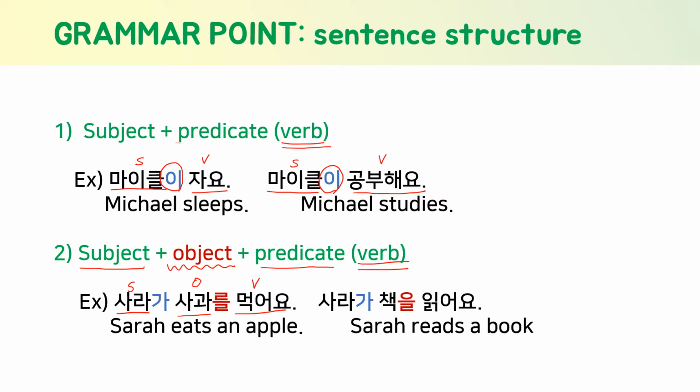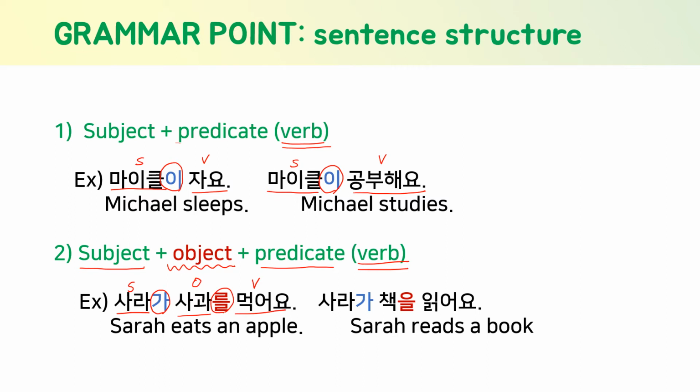So here, the way you know which one is the subject and which one is the object is by the particle. 가 is the subject particle, 를 is the object particle. So here, Sara eats an apple. 사라가 사과를 먹어요.